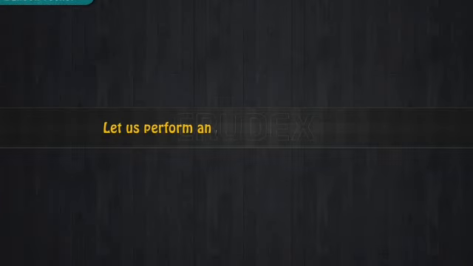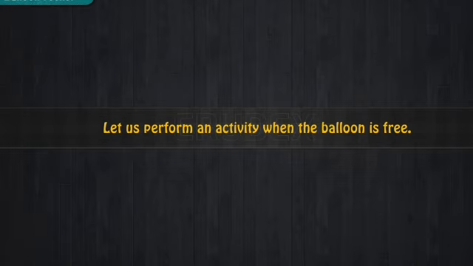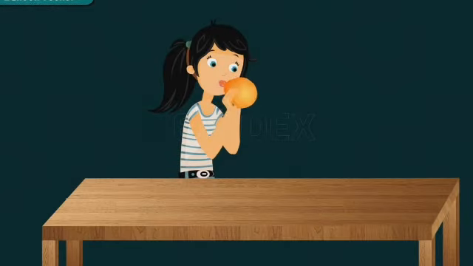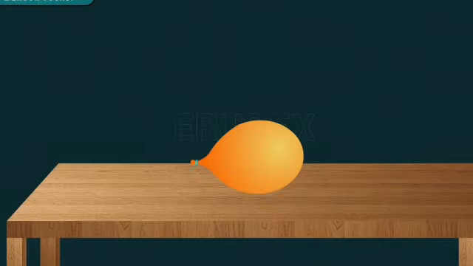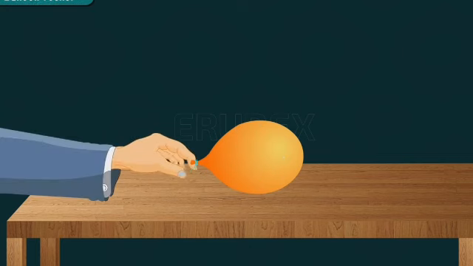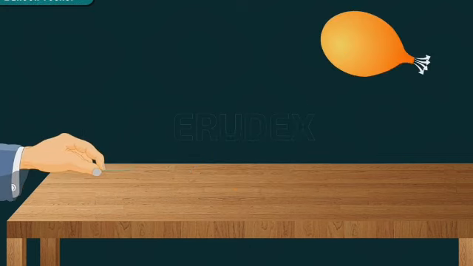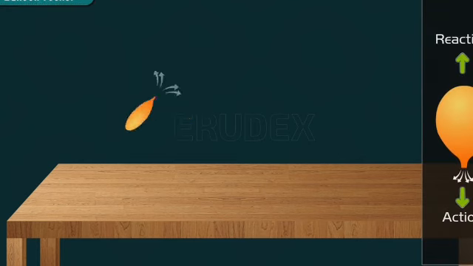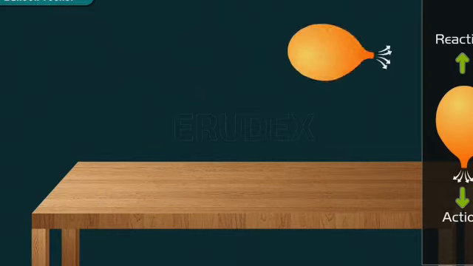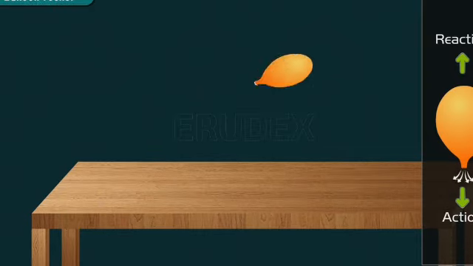But let us perform an activity when the balloon is free. Inflate the balloon and tie its neck. The balloon is tight as the air inside it exerts force on the walls of the balloon equally in all directions. When the neck is released by removing the thread, air escapes in one direction, but the balloon moves in the opposite direction. That is, while escaping, air exerts a net force in the opposite direction, causing acceleration in the balloon.